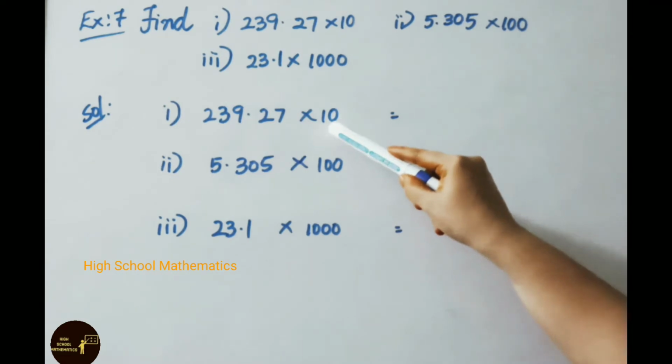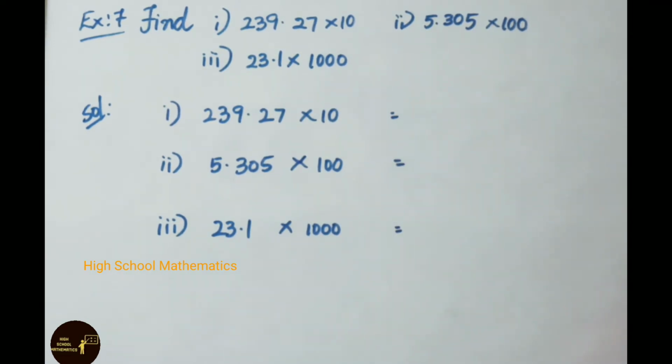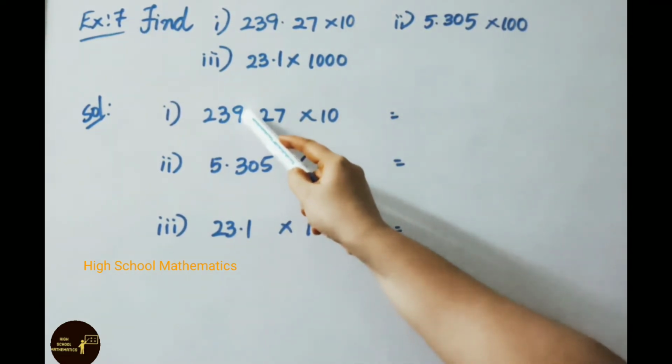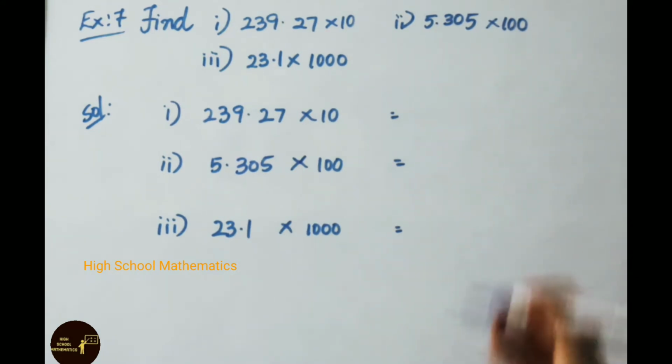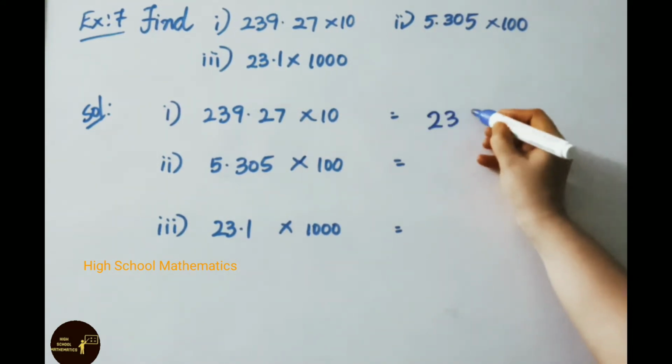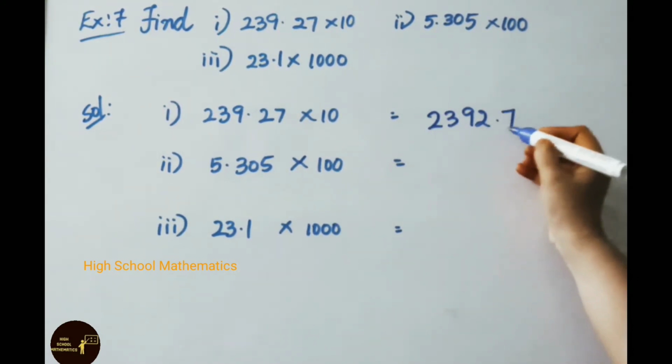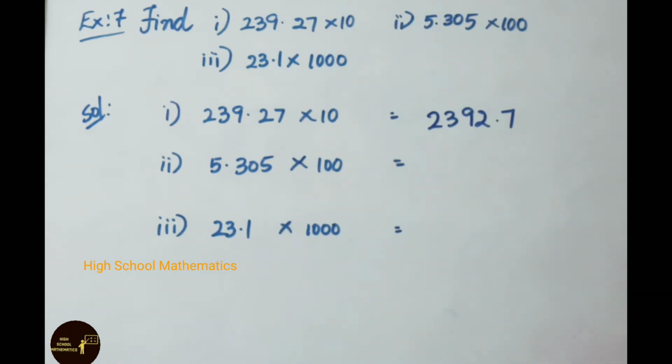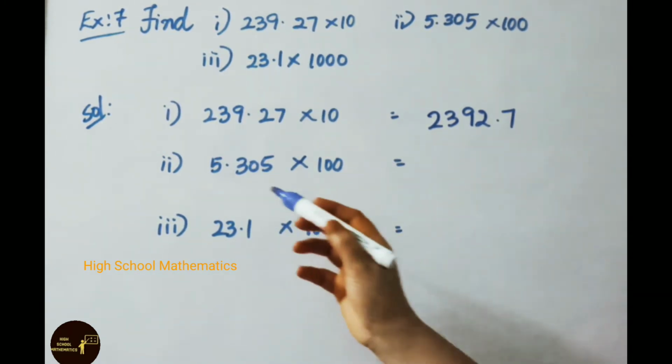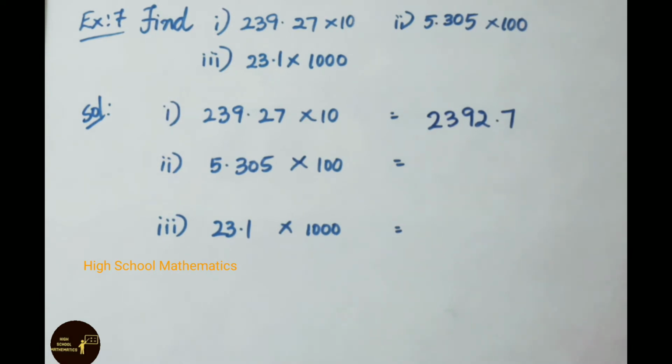Multiplied by 10 here, 1 after only 1 zero is there. So we have to shift the decimal point 1 digit after. So the answer is 2392.7. See the second one, 5.305 multiplied by 100.